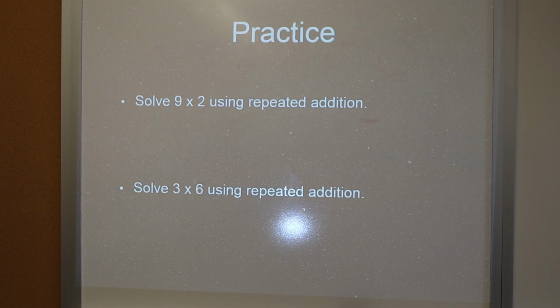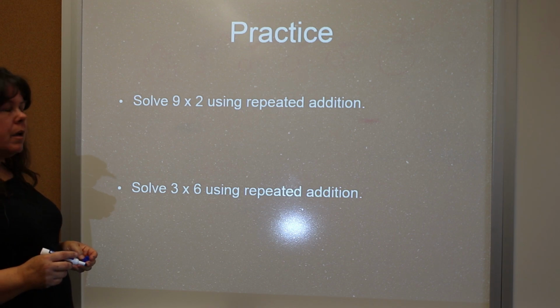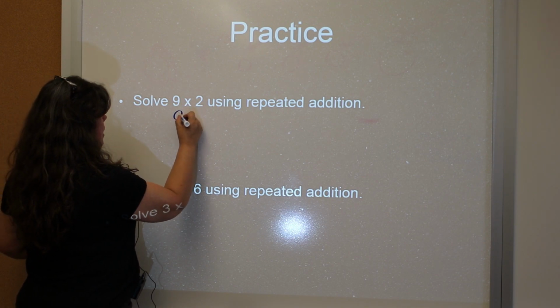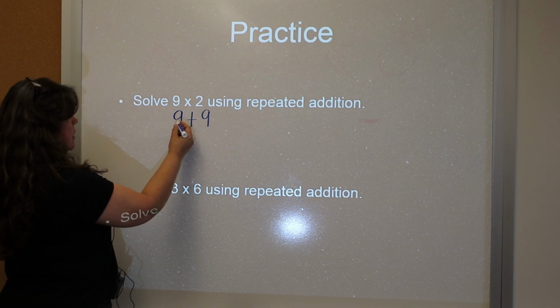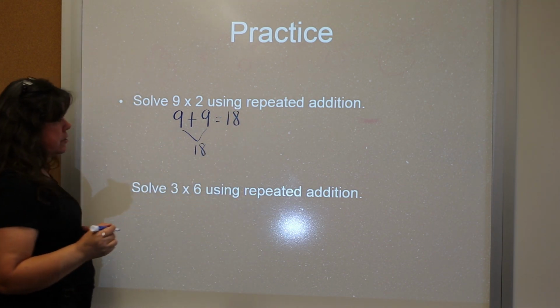So now we're going to practice. Solve 9 times 2 using repeated addition. All right, so this means that I have 9 two times. So I have a 9 plus 9. If I'm going to solve this, 9 plus 9 is 18. So my answer would be 18 using repeated addition.